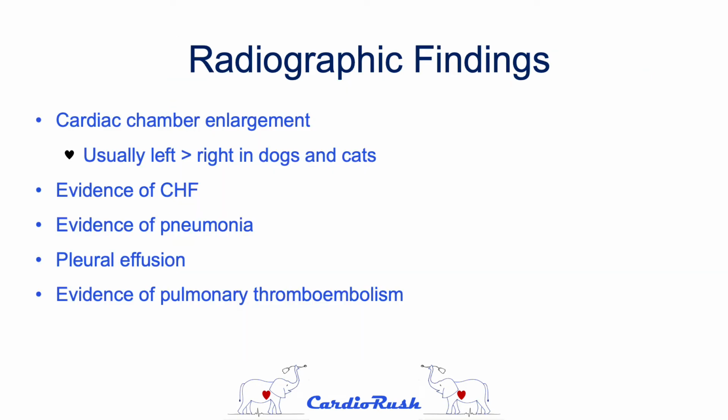Radiographic findings are variable. Usually we'll see left heart enlargement more so than right heart enlargement in dogs and cats. We may see evidence of congestive heart failure with pulmonary vein distension, interstitial or alveolar infiltrates, especially in the perihilar or caudodorsal region. It's possible to see evidence of pneumonia, especially an alveolar pattern in the cranioventral region of the lung. And pleural effusion may be noted in a small number of cases, or you may see findings suggestive of pulmonary thromboembolism.